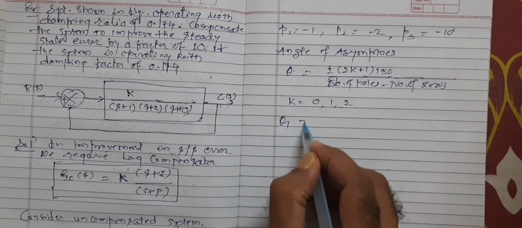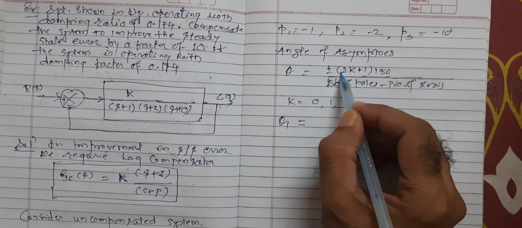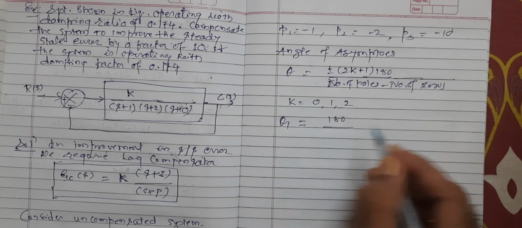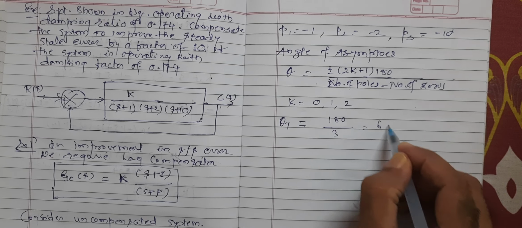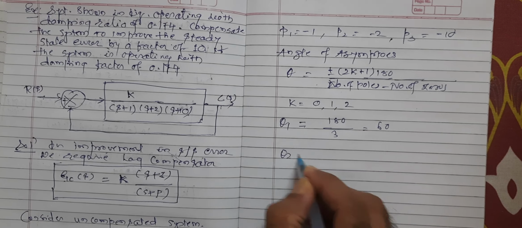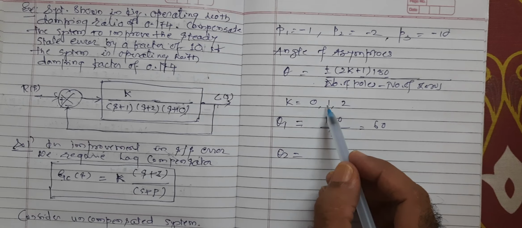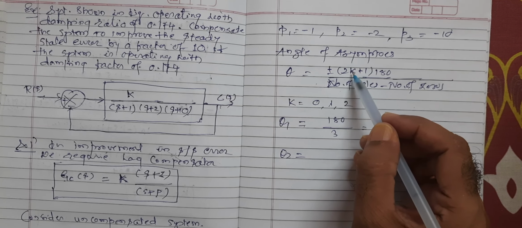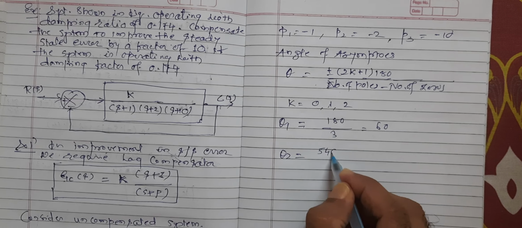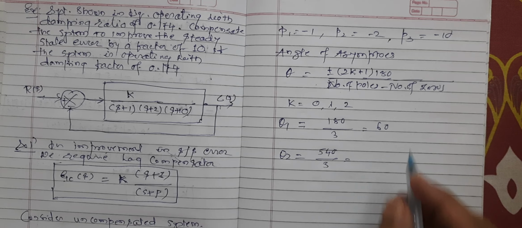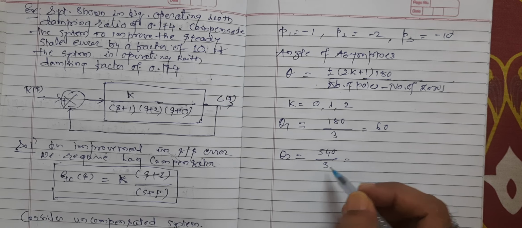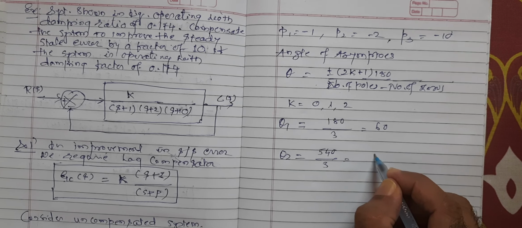So theta 1 equals (2 into 0, that is 0, plus 1 is 1) into 180, divided by the number of poles, 3. So this becomes 60. Now theta 2: we put k equals 1. 2 into 1 is 2, plus 1 is 3. 3 into 180 is 540, divided by 3, that is 180.